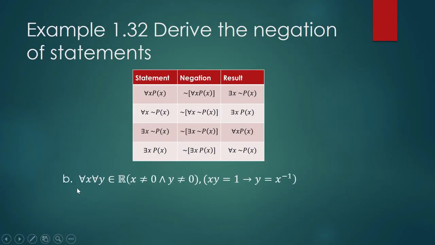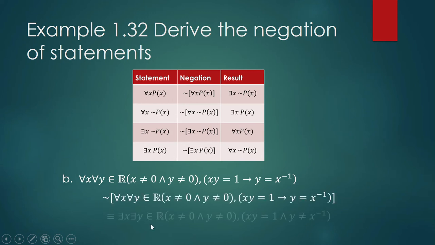Another one. For all real numbers x and y, where x is not equal to 0 and y is not equal to 0, if x times y is equal to 1, then y is equal to 1 over x. So we shall negate it. Our guide is still this one. So the negation, how do we read it? There are real numbers x and y, x is not 0, y is not 0, xy is equal to 1, but y is not equal to 1 over x.